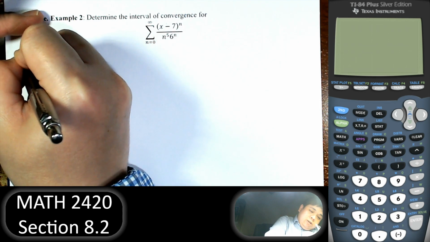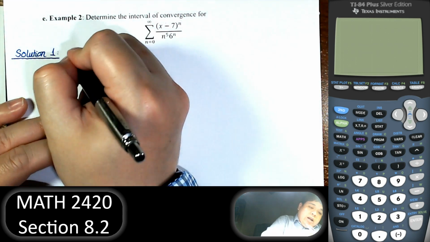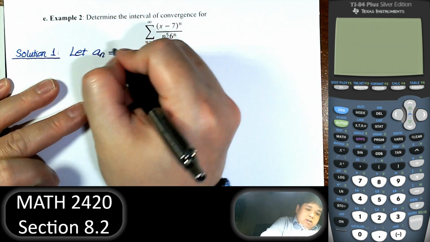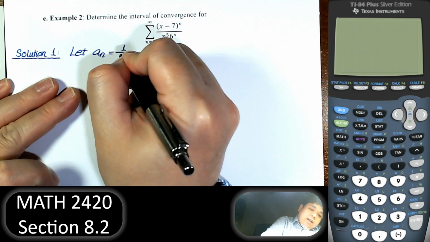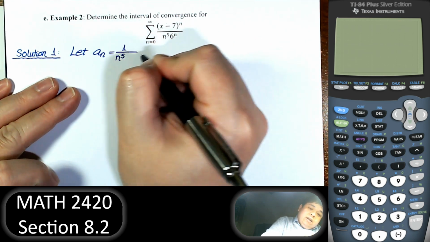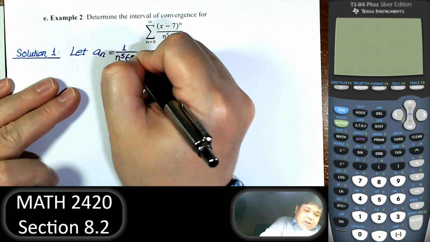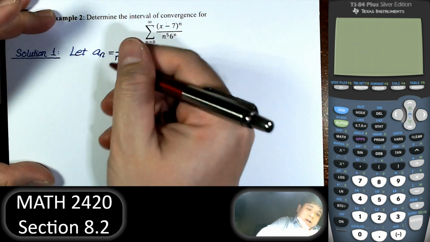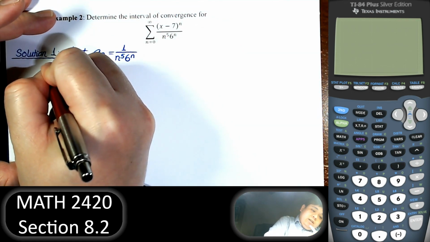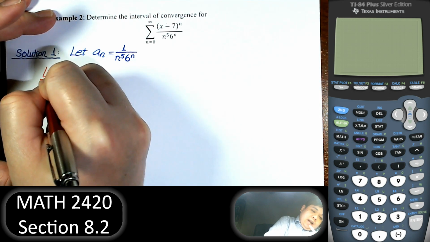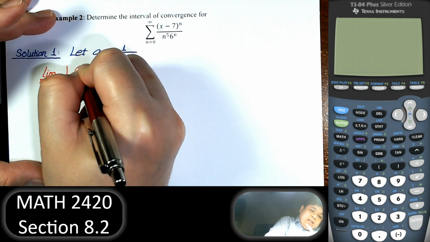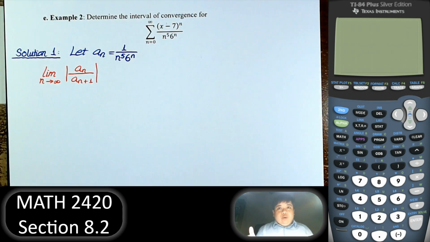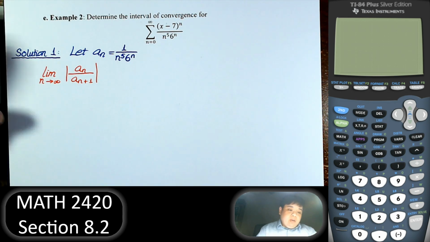1. If we let a sub n be the term without the power, 1 over n to the 5th, 6 to the n, right? And then, if we have used a sub n without the power term, then we'll take the limit as n goes to infinity of a sub n over a sub n plus 1. And whatever this equals gives us the radius of convergence, right?